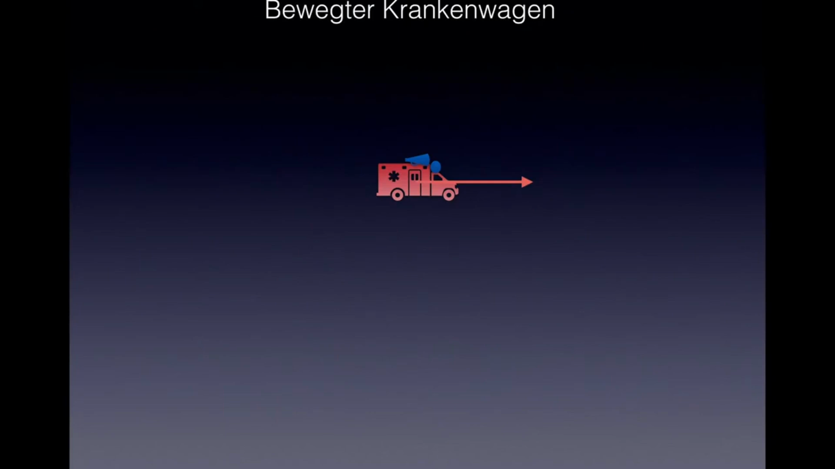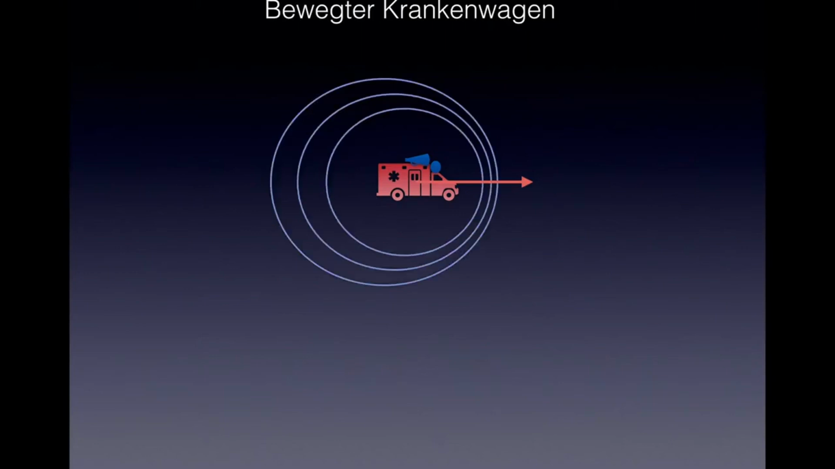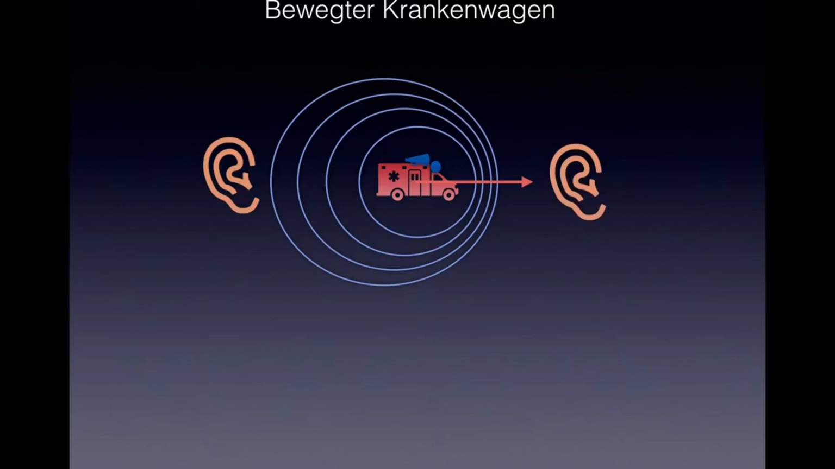If it has the siren on, the sound waves compress in the direction of travel. This means we have different wavelengths depending on where I am listening from. If I listen from the left, the waves are longer, and the sound is different than if I listen from the right, because we have different wavelengths. At this point, I would like to play how it sounds when you stand in one place and the ambulance first approaches you and then moves away. We have probably all experienced this.